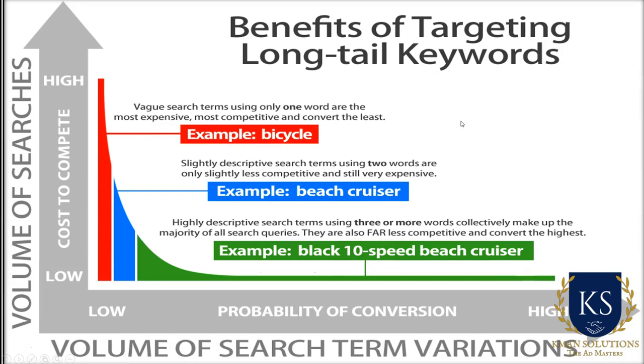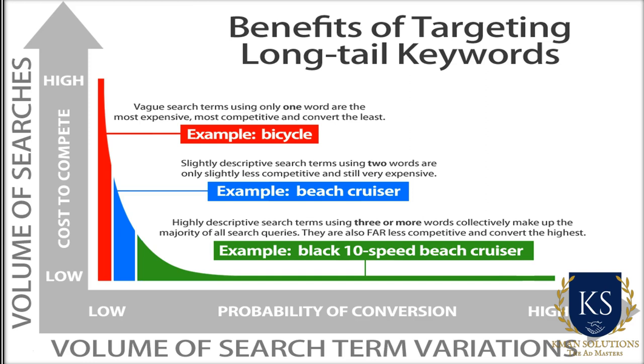Now, what we do when we set up the campaign is we find the long tail keywords that have been very effective, and we make sure to maximize those long tail keywords in our campaign. So, for example, someone that's searching for a bicycle online and types in bicycle, that's a very vague search term. So, quite frankly, not only is it very expensive, very broad, very competitive, and it doesn't convert that well.